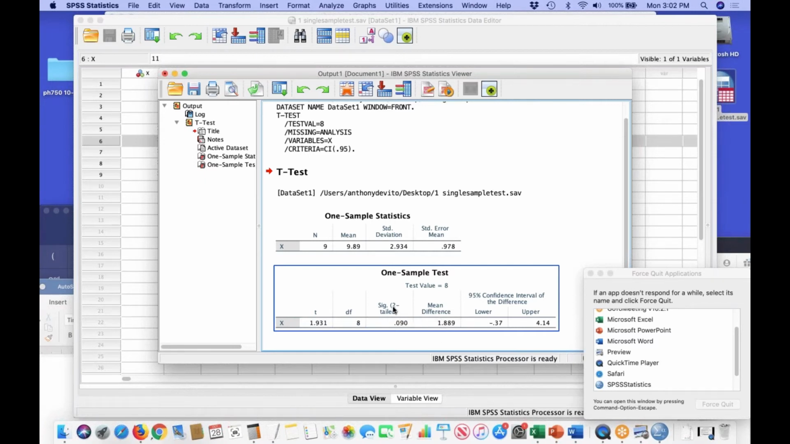Okay, so the significance, the probability that you would get this big a difference, this number of standard errors apart, if the null hypothesis were true, is 9%.